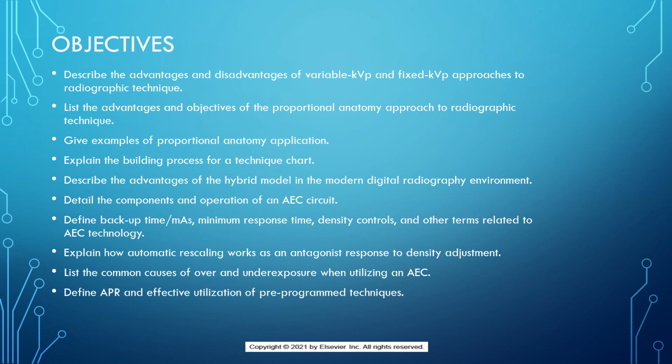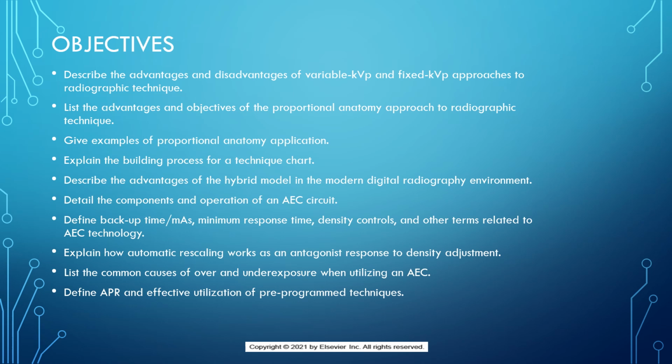Okay, so our objectives: advantages and disadvantages of our 2 different methods of developing technique charts. The proportional anatomy strategy, which I think I already explained to you when we first talked about technique all the way last year at the beginning of radiographic procedures. Examples of proportional anatomy application, and I do have some of those on that slide. How do you build a technique chart, which is an obsolete process, but they make me go through it, so I'm going through it. Advantages of the hybrid model, which is probably the most practical information regarding technique charts given to you in this unit.